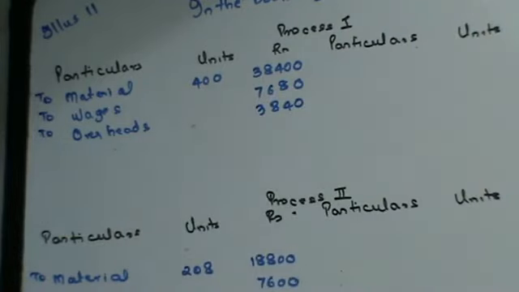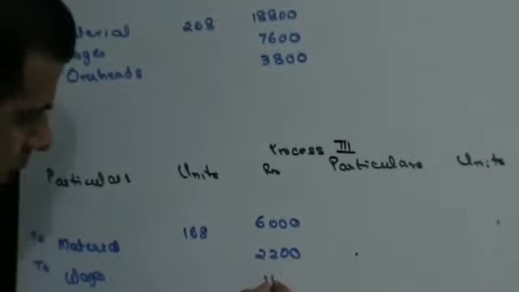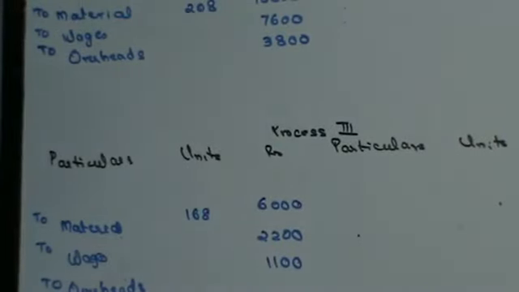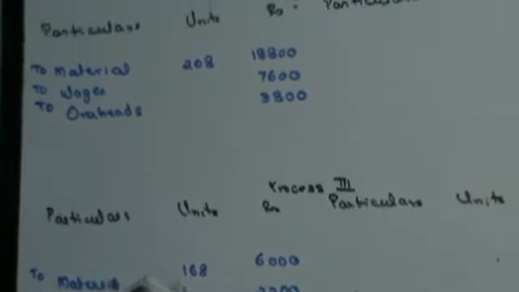Guys, how did I do this? 7680 into 50%. Then similarly for process 2, this is going to be to overheads, 50% of this. So 3800. To overheads, 50% of this, 1100. Fine. Once this is done, let's move on ahead.